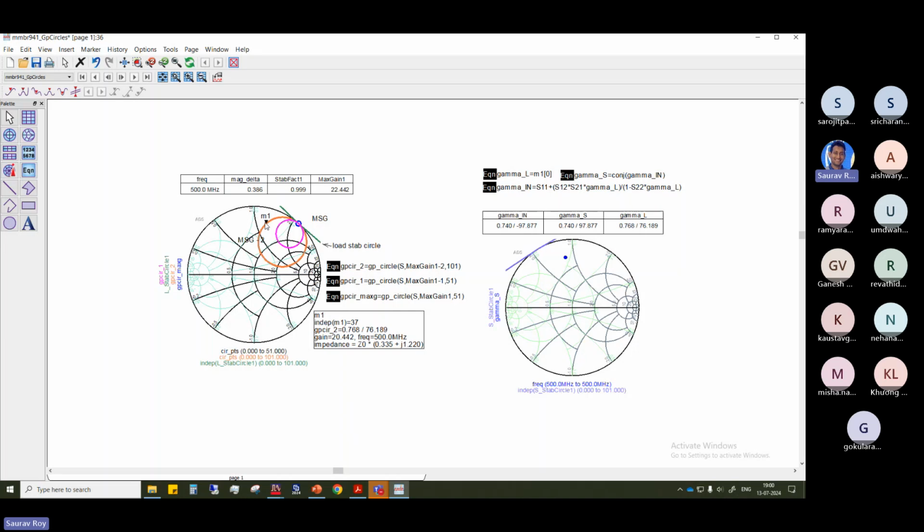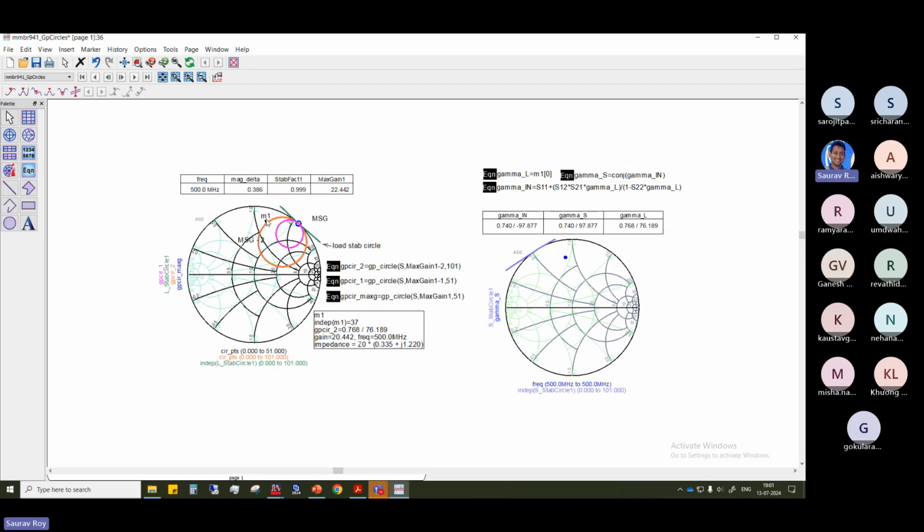Why this gamma load value? Because we are doing this calculation from the load stability circle. That's why we can calculate the gamma L value here, gamma load. So once this gamma load is done, from the equation we can calculate gamma in. This equation is already there. You can go to last week's class. If you know gamma L, you can calculate gamma in, the input. When you know that, what would be gamma S then? It will be the conjugate of gamma in, because as you told, we actually want to do conjugate matching.